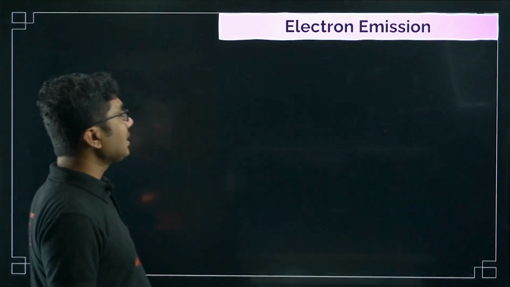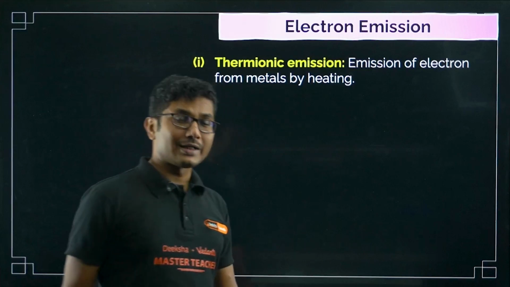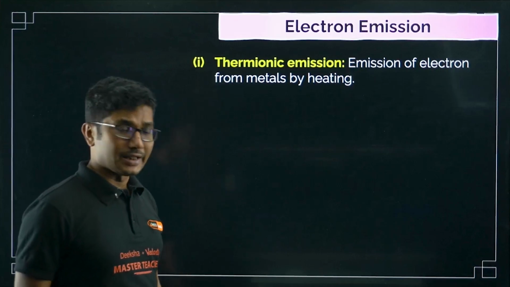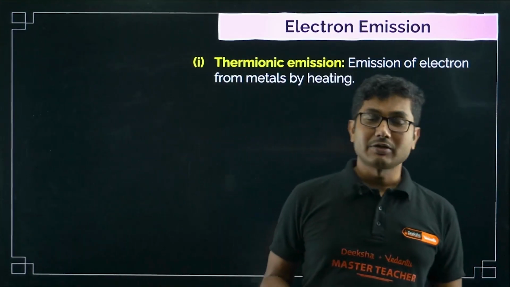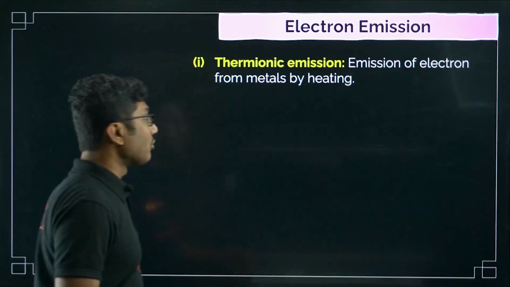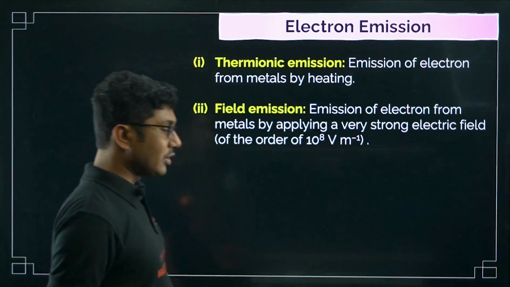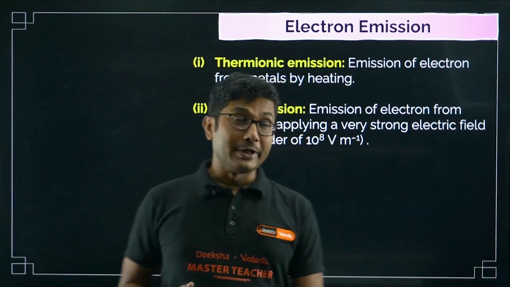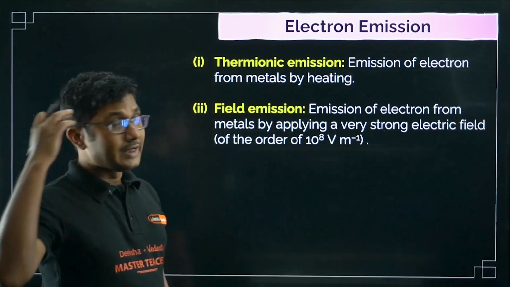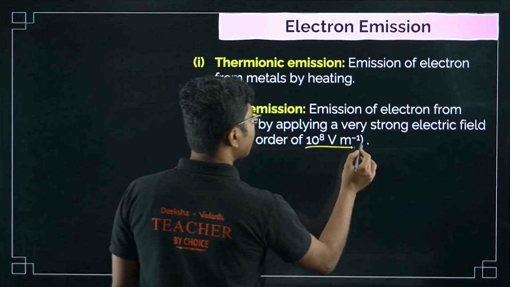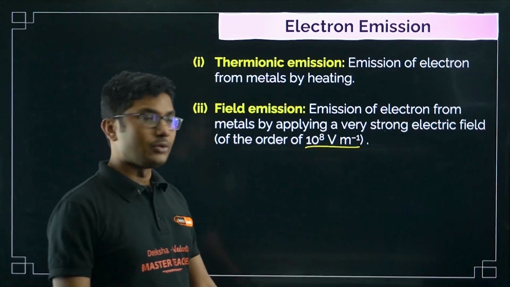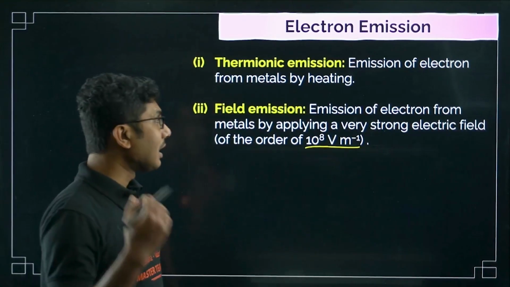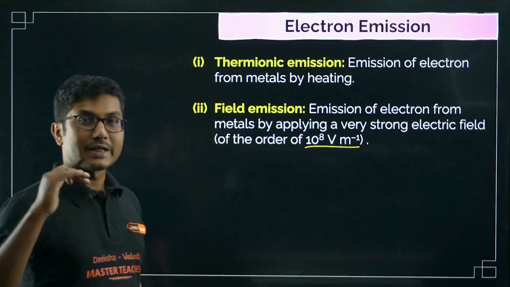Now what is electron emission? We know that there are 3 types of electron emission. First is thermionic emission, emission of electrons from metals by heating. If you heat some metal, the metal will emit some electrons, that is called thermionic emission. Next is field emission. If you apply a very high electric field, again metals emit electrons, that is called field emission, and the range of the field is 10 to the power of 8 volt per meter or Newton per coulomb. So if you apply 10 to the power of 8 Newton per coulomb electric field, then there is a chance of getting electrons, that is called field emission.